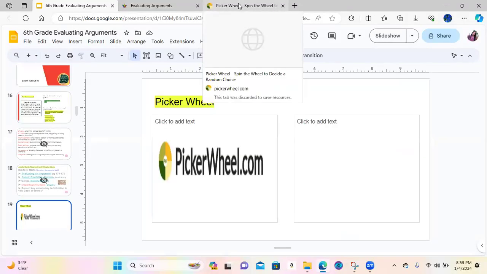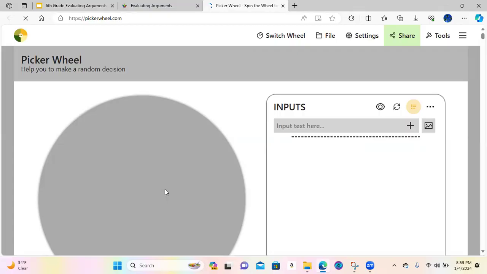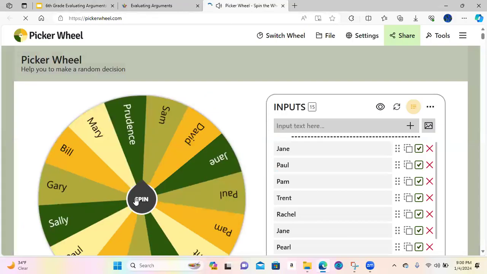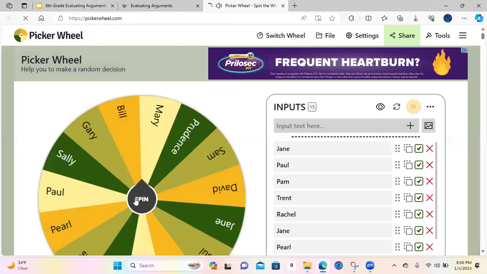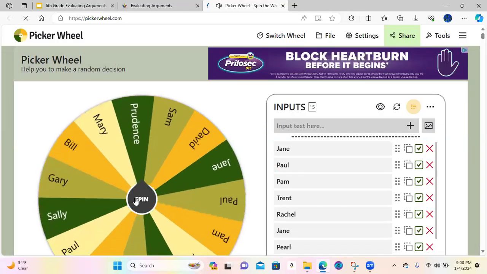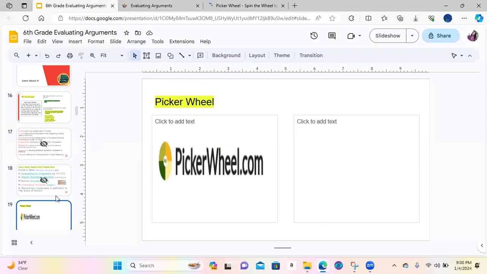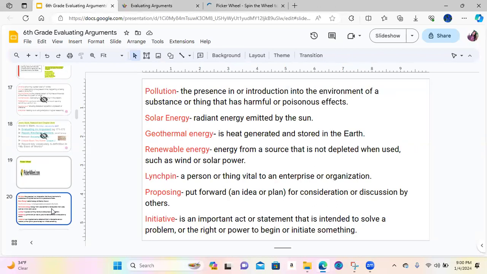All right, boys and girls, we are going to go into our lesson, our reading activity, and I'm going to be using a picker wheel to choose students at random to read different sections of our text on evaluating arguments. So let's do that before we begin our lesson. So Prudence will be reading for us first. So let's pretend that we have a Prudence in our class.